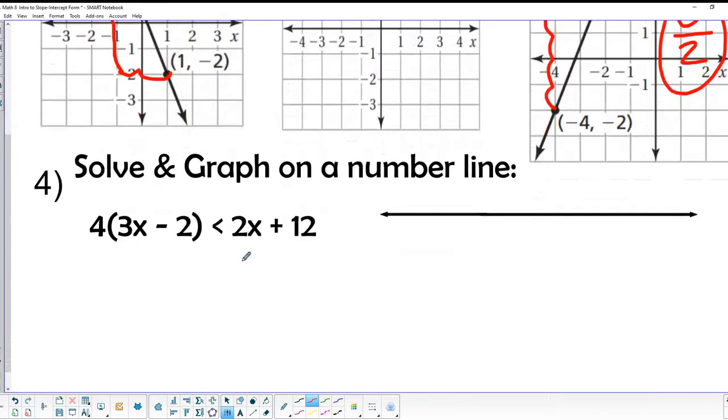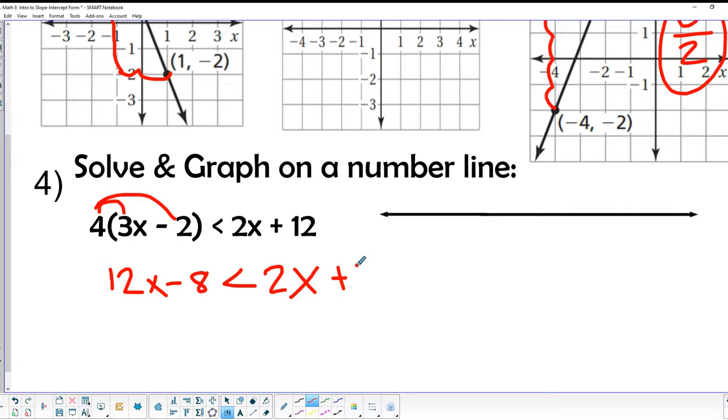All right, how about this next problem? We're supposed to solve it and graph it on a number line. Well, let's start by getting rid of the parentheses using the distributive property. So 4 times 3x would be 12x. 4 times -2 would be -8. And all of that's less than 2x plus 12.